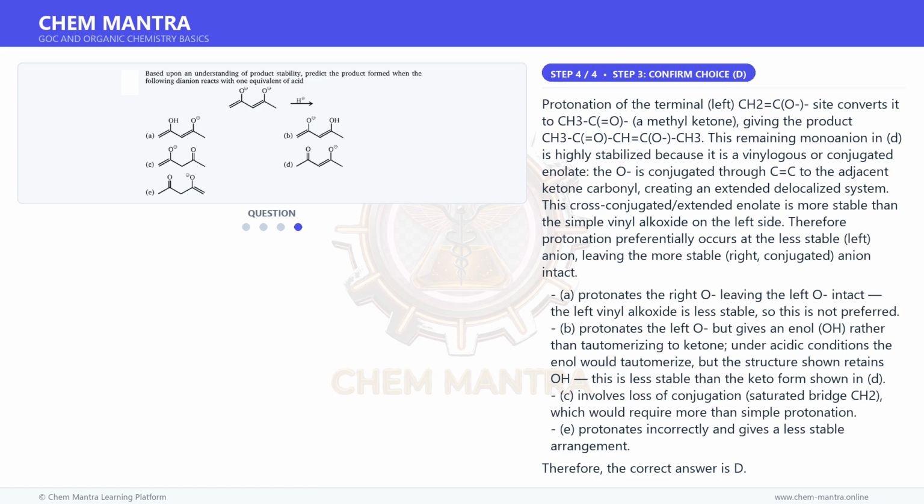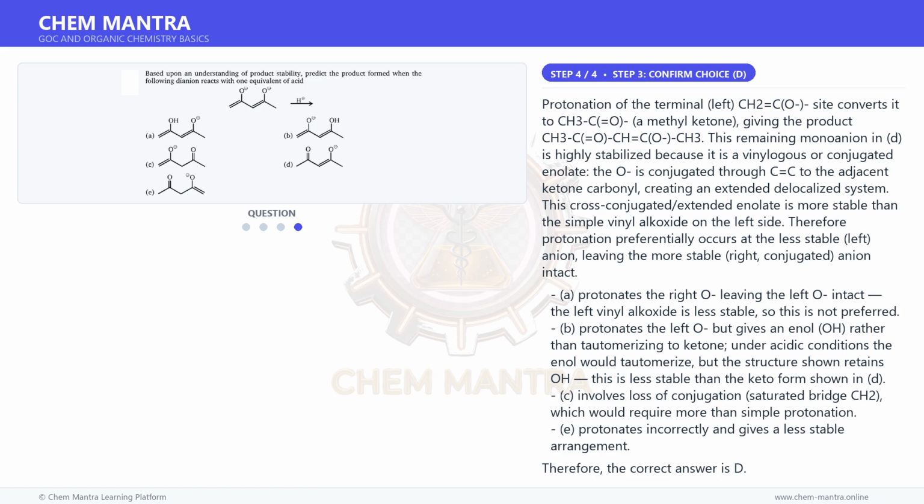A protonates the right O, leaving the left O intact. The left vinyl alkoxide is less stable, so this is not preferred. B protonates the left O, but gives an enol. Under acidic conditions the enol would tautomerize, but the structure shown retains O. This is less stable than the keto form shown in D.